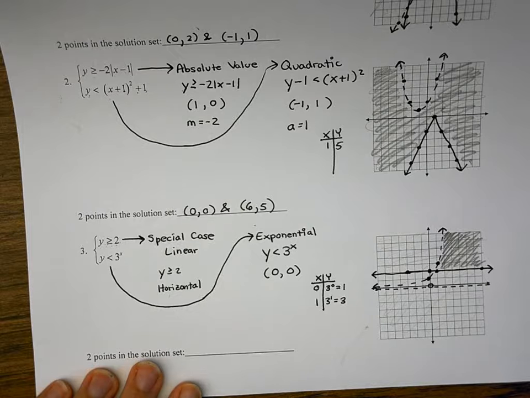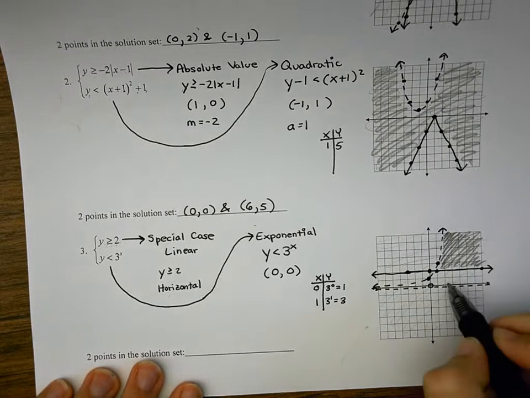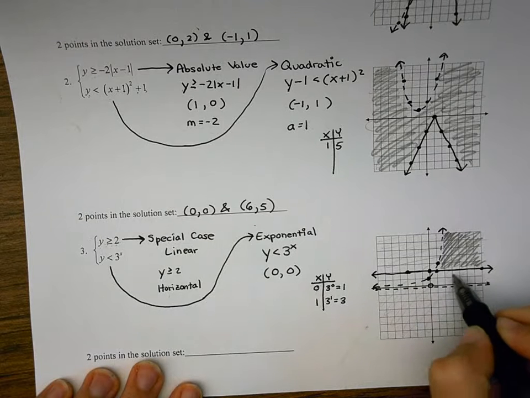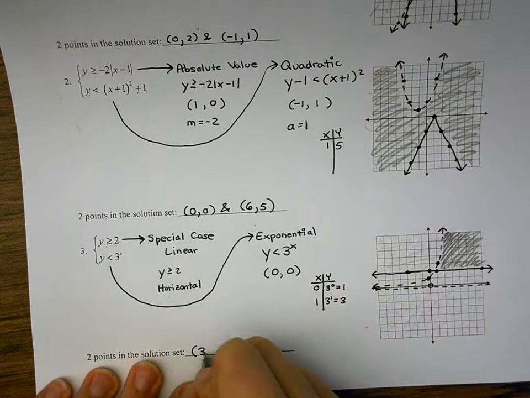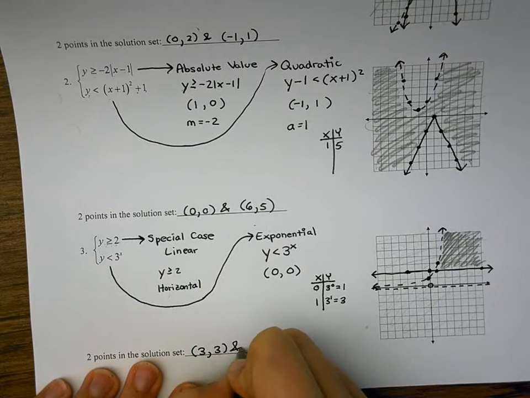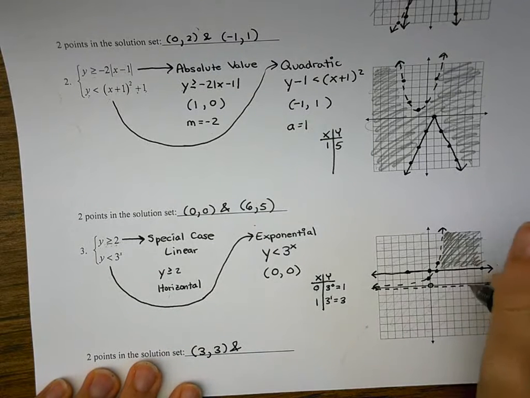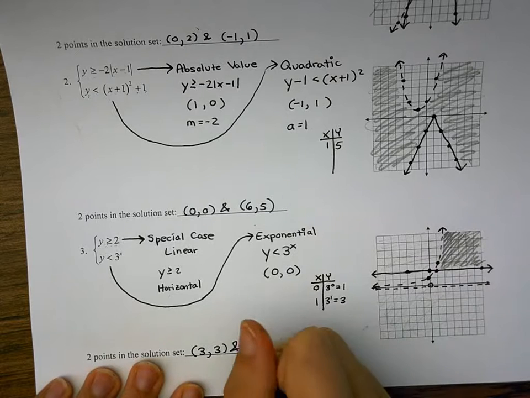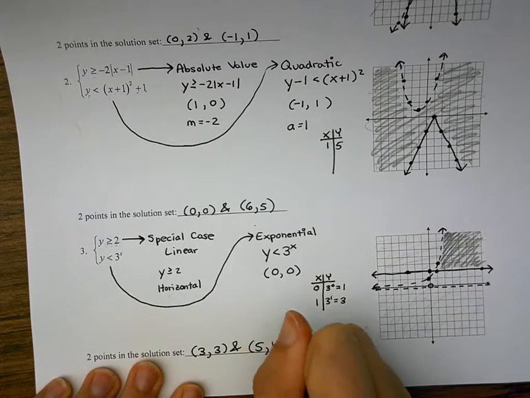Okay? And then 2 points. What are 2 points in that region? I'm going to name 3, 3. And let's do 5, 4. I don't know. It doesn't matter. As long as it's in the shaded region, you can name it.